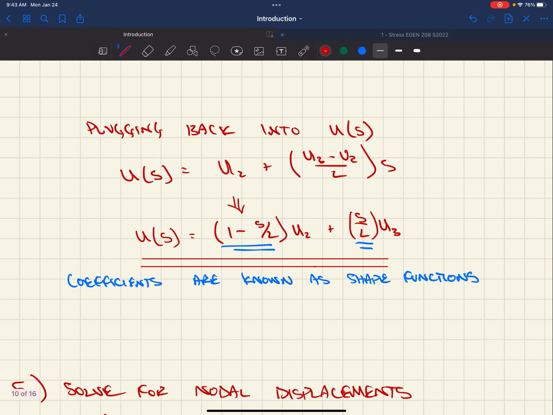Yeah, these coefficients are called shape functions. What shape functions are is they relate what the nodal values are to our field value. Okay? So if we're at the very beginning, if we're at S equal to 0, this becomes U2. U2 dominates the behavior at the beginning of the element. And as we move to the other end, we get diminishing returns, 1 minus S over L of the value at the beginning of the element, and we start gaining value based on the end of the element. And when we get to the end of the element, U3 is dominating. We get the nodal value.